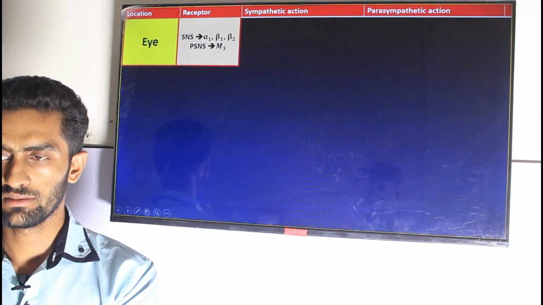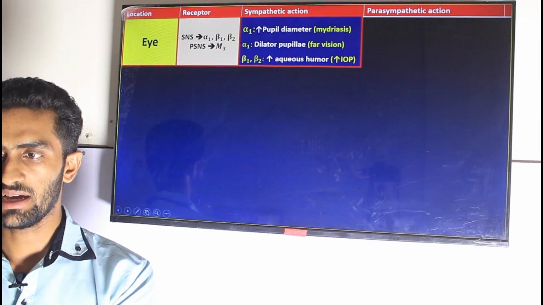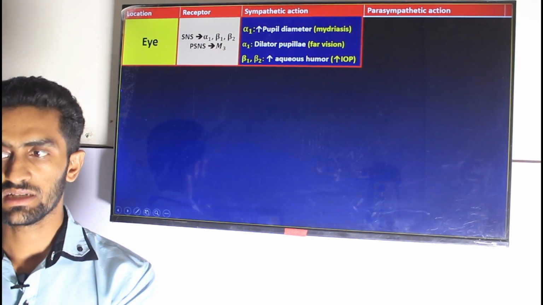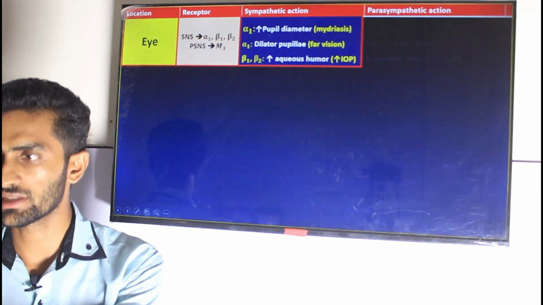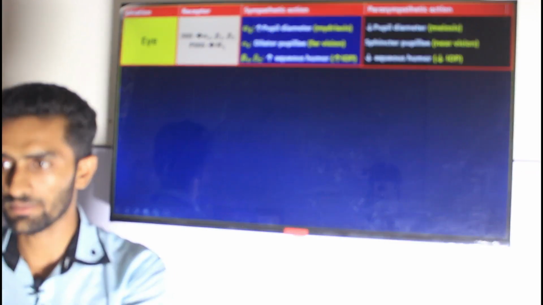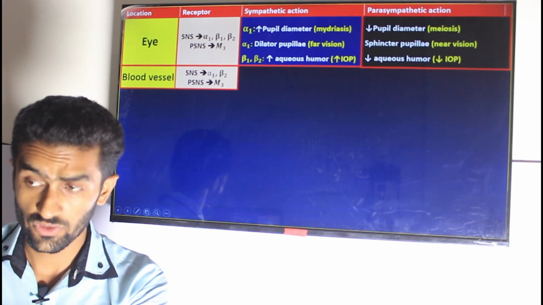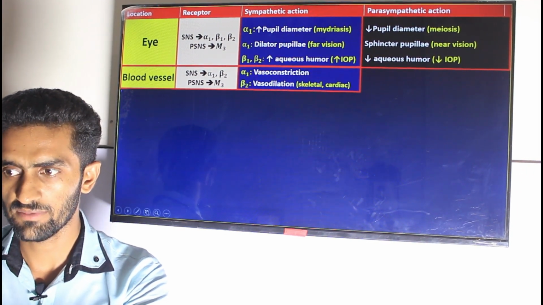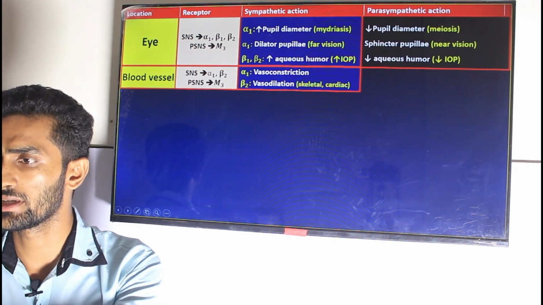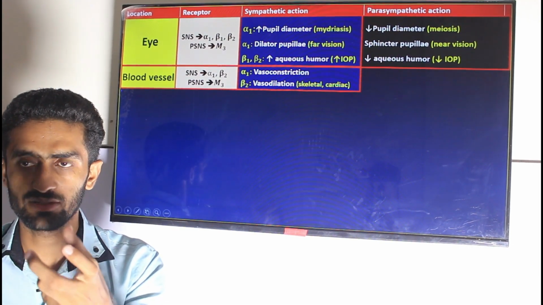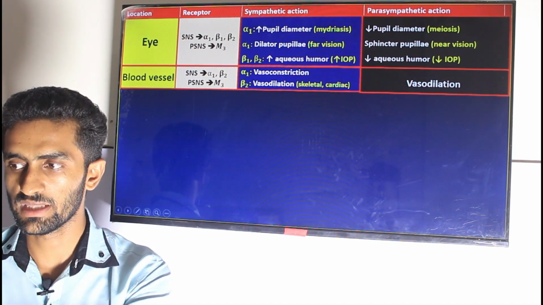In the eye, sympathetic is alpha 1, beta 1, beta 2, and parasympathetic is M3. Alpha 1 causes mydriasis, for far vision accommodation; beta 1 and beta 2 cause aqueous humor production. The opposite occurs in the parasympathetic by M3. In blood vessels, vasoconstriction by the sympathetic and vasodilation by beta 2, vasodilation for the skeletal muscle and cardiac, because they need energy in the sympathetic condition. Vasodilation throughout by the parasympathetic via M3.